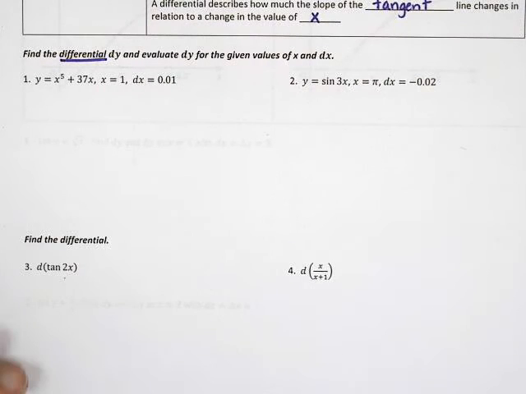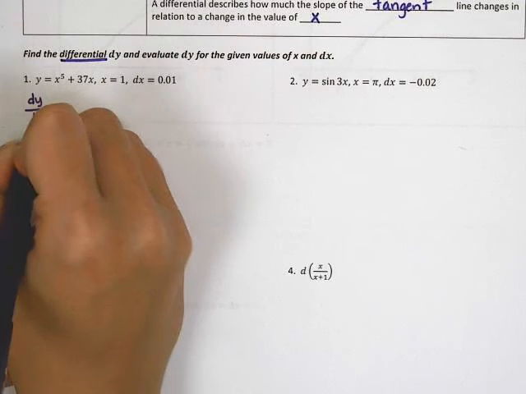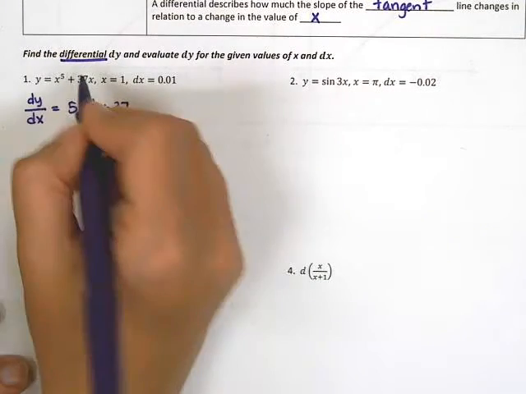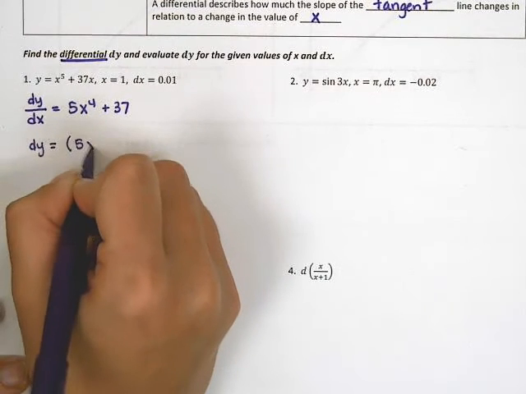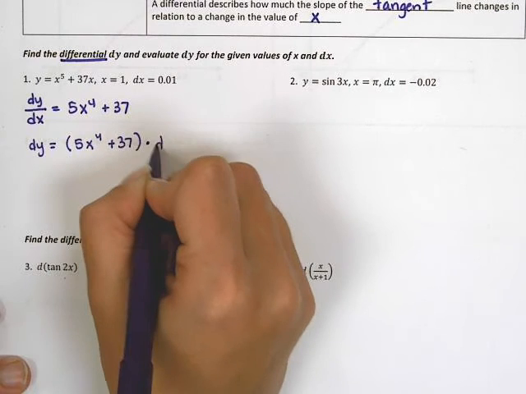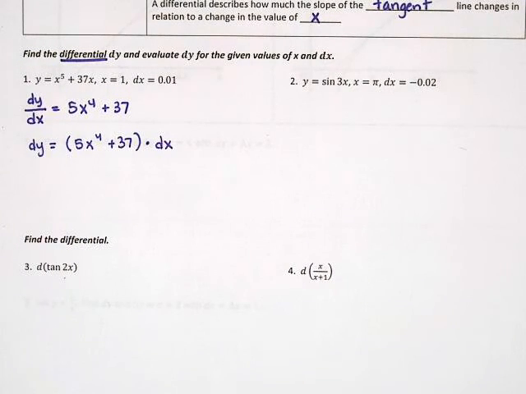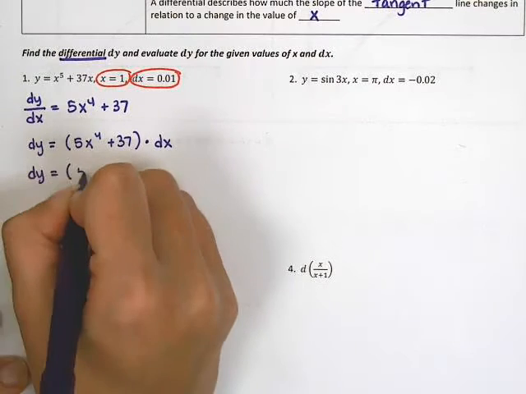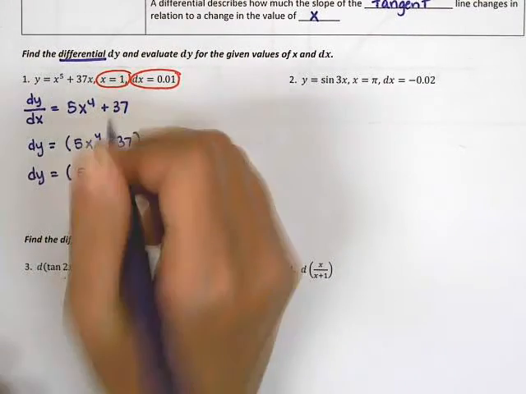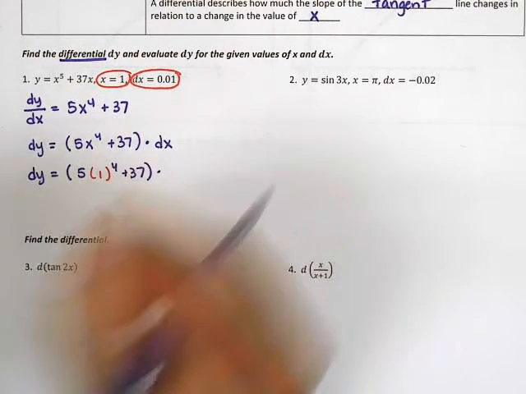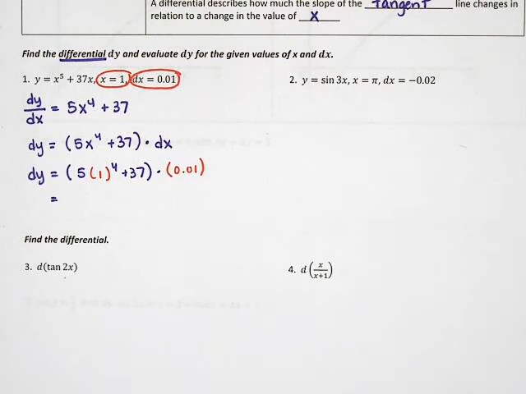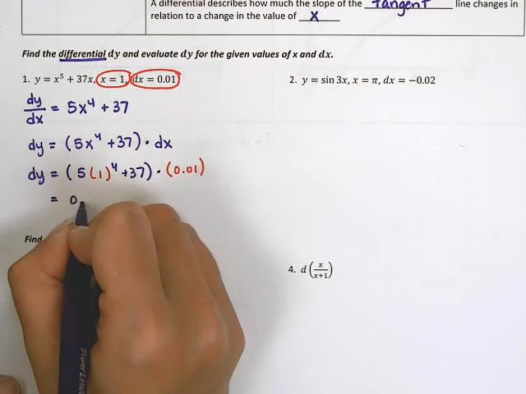So in order to find dy, we need to find the derivative. We know that dy over dx for this function would be 5x to the fourth plus 37. In order to make this the differential, I'm just going to multiply by the dx to move it to the other side. You're always going to be multiplying by dx. Now it tells me x is 1, dx is 0.01, so we plug in those numbers. 1 to the fourth is just 1. 5 plus 37 is 42, times 0.01 would be 0.42.